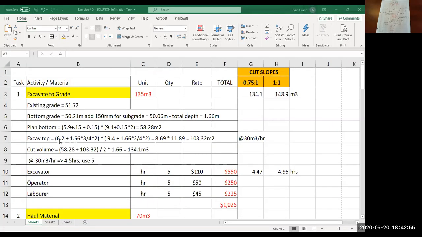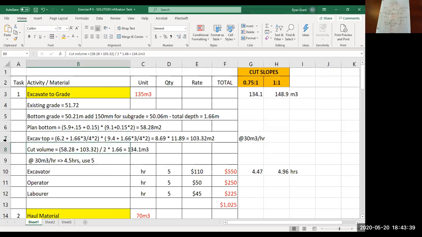that's 6.2, so that's the width of the tank plus the 300 of gravels. Then we add 1.66 times 3/4. So 3/4, times 3 divided by 4, accounts for your 3/4 to 1 slope. And then times 2 because there's 2 of those. If we were doing a 1-to-1 slope here, you would not have this 3/4 in your calculation. You would simply do 6.2 plus 1.66 plus 1.66.